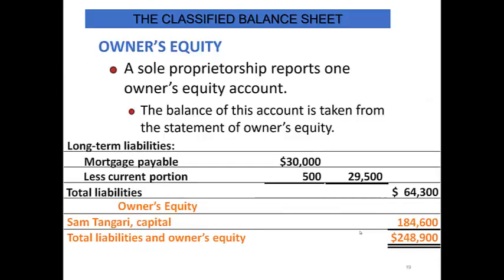Now we'll go to the owner's equity section, and we can just pull the owner's equity from our statement of owner's equity. The ending balance goes here. So our ending balance from our statement of owner's equity was $184,600. When added to the total liabilities, we get a grand total of liabilities and owner's equity of $248,900. And remember, that was the same total that was listed for the assets. So the balance sheet does have to balance.